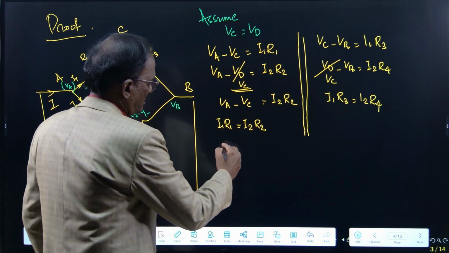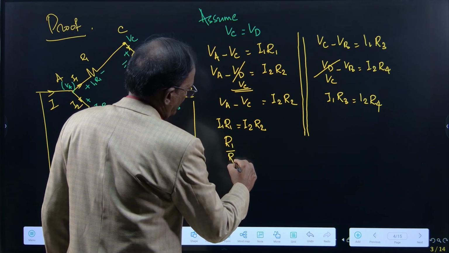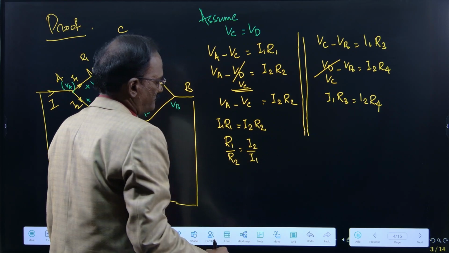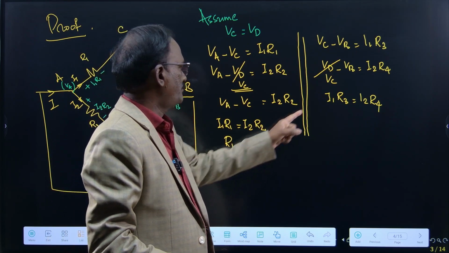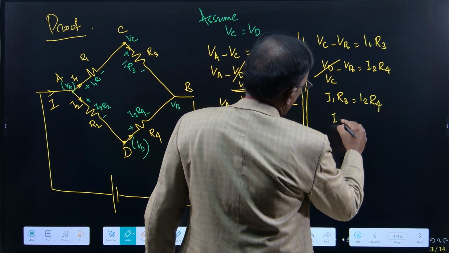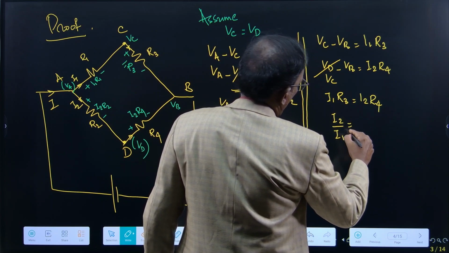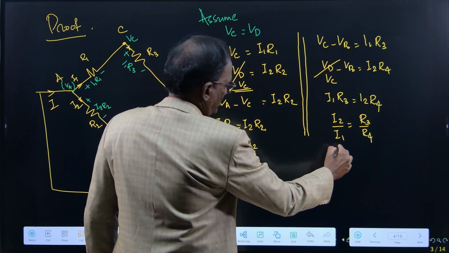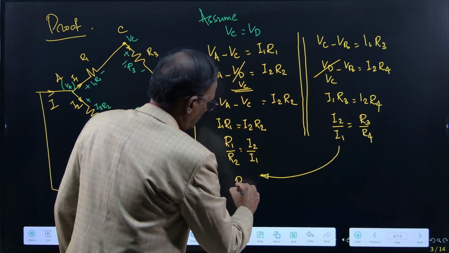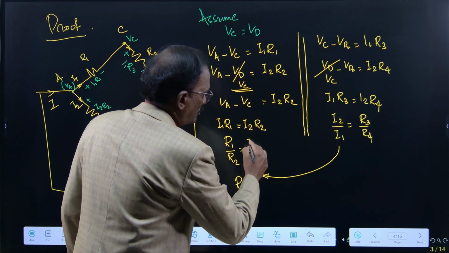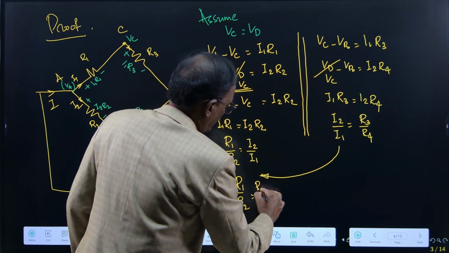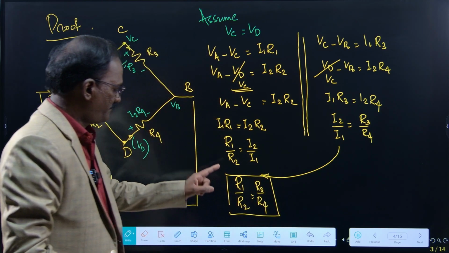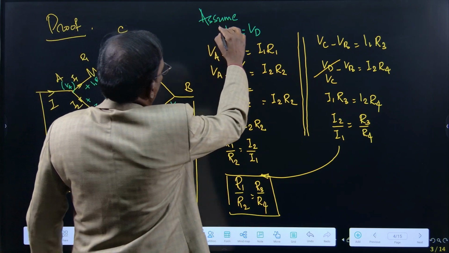Right. Now here I am finding this ratio R1 by R2 is equal to I2 by I1. Now replace I2 by I1 from here. We will find I2 by I1 is equal to R3 by R4. Put this I2 by I1 here. R1 by R2 is equal to, instead of I2 by I1 I can write R3 by R4. If this is true, this will also be true.